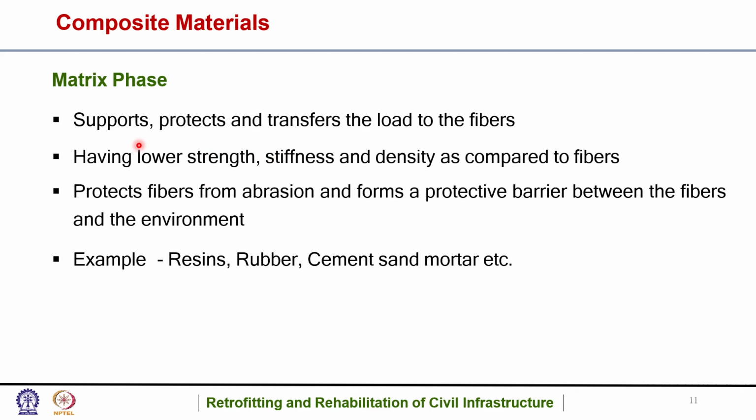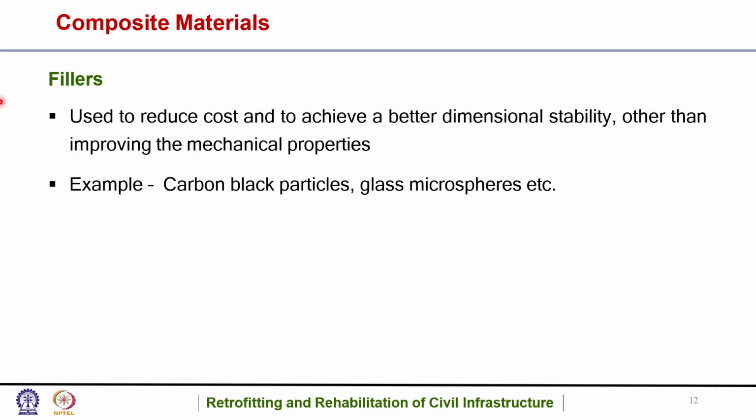Matrix phase basically supports, protects and transfers the load to the fibers. It has lower strength, stiffness and density as compared to fibers. It protects fibers from abrasion and forms a protective barrier between the fibers and the environment. Examples are resins, rubber, cement, sand, mortar, etc. So that is the matrix. Then fillers, which are used to reduce cost and to achieve better dimensional stability other than improving the mechanical properties. Examples are carbon black particles, glass microspheres, etc.